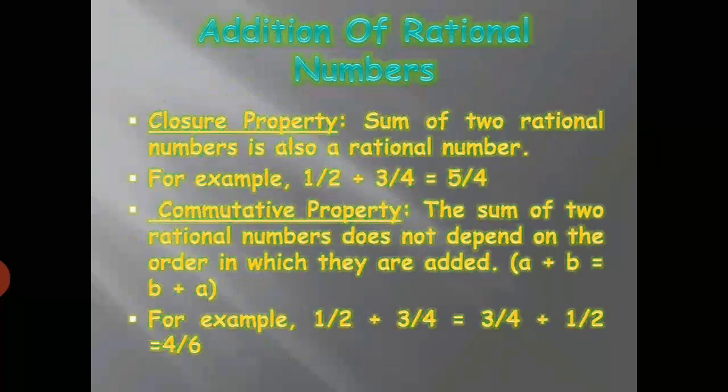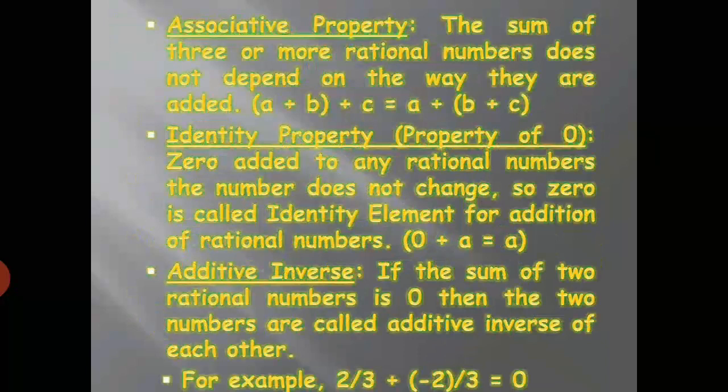For example, suppose you have two rational numbers 1 by 2 and 3 by 4. So when you add 1 by 2 and 3 by 4, you will get 4 by 6. And when you add 3 by 4 plus 1 by 2, then also you will get 4 by 6. Next is associative property. The sum of three or more rational numbers does not depend on the way they are added. A plus B plus C is equal to A plus B plus C.